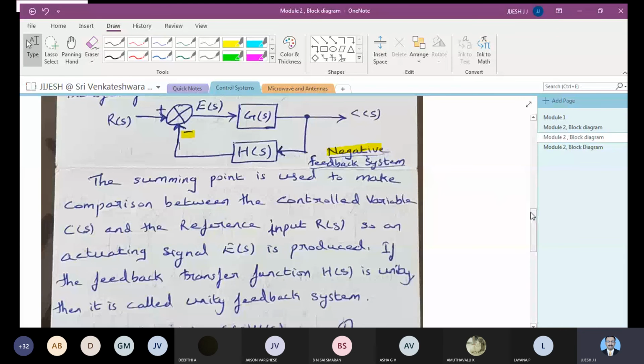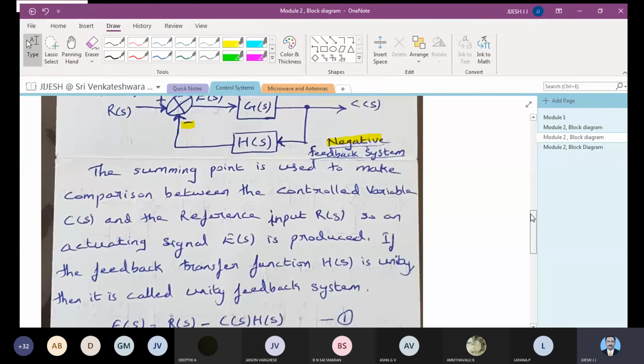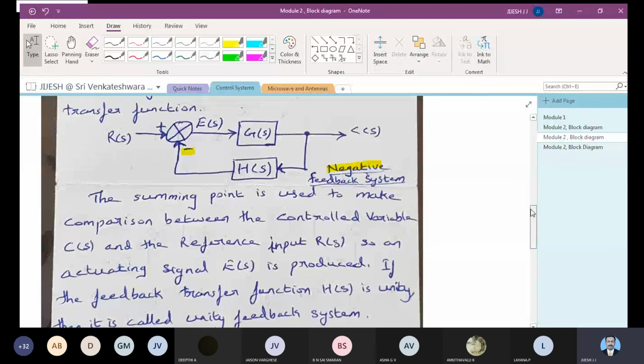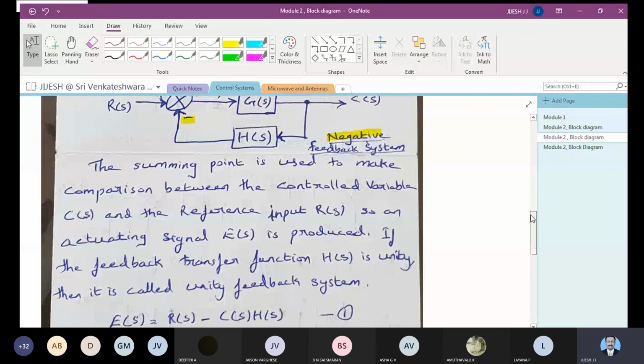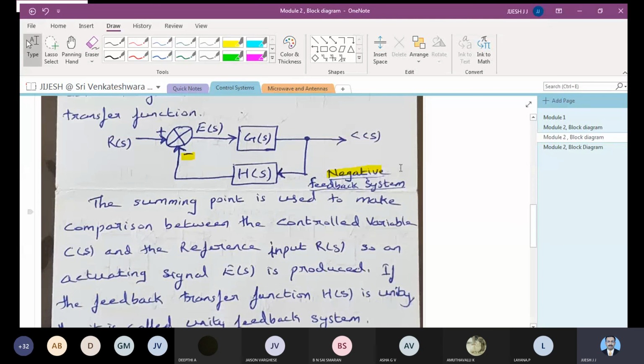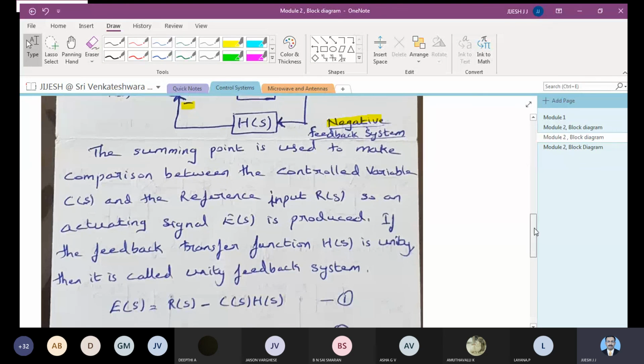E of S is equal to R of S minus C of S into H of S. You can see that here C of S is the output and the feedback mechanism is being passed on at this point, and it is a negative symbol here, negative feedback. So E of S has to be written as R of S minus C of S into H of S. You can put that as equation number 1.